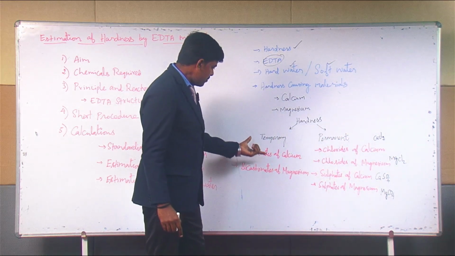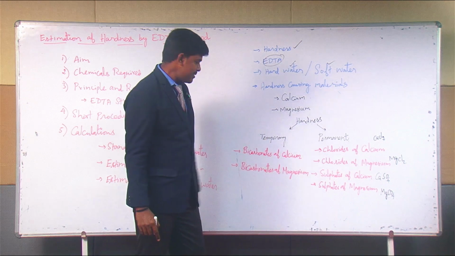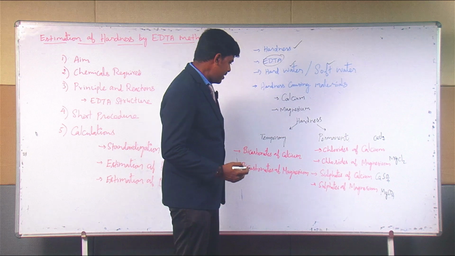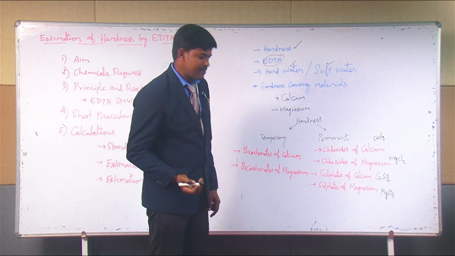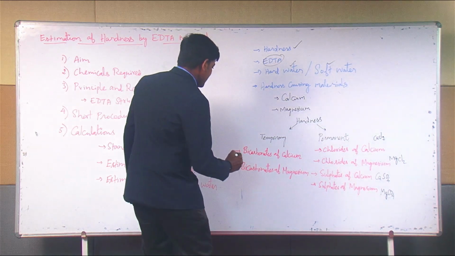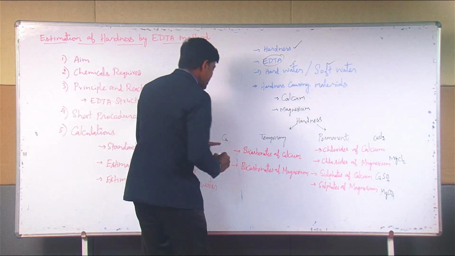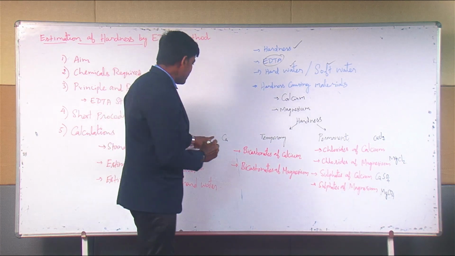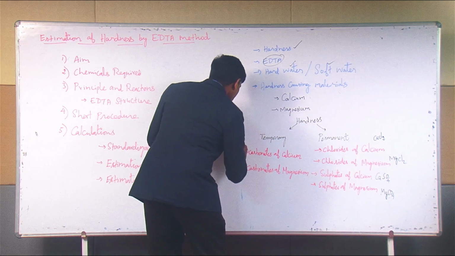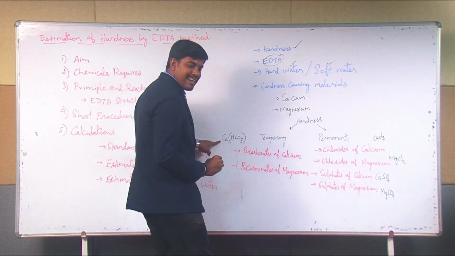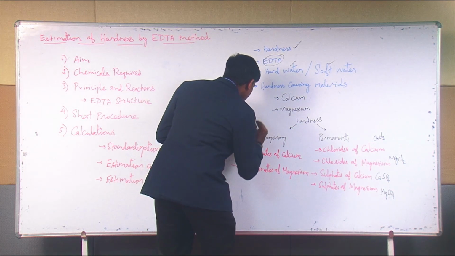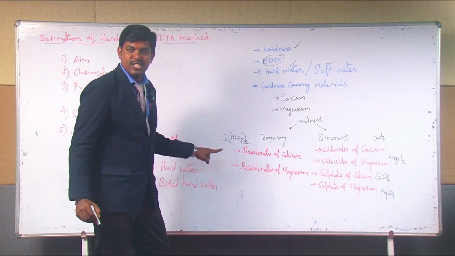And what are the molecular formulas of salts which cause the temporary hardness? Bicarbonates of calcium means calcium bicarbonate. What is the molecular formula of calcium bicarbonate? Calcium having a bivalency, bicarbonate having a monovalency. So, bivalent calcium is joined with two molecules of bicarbonate, calcium bicarbonate.